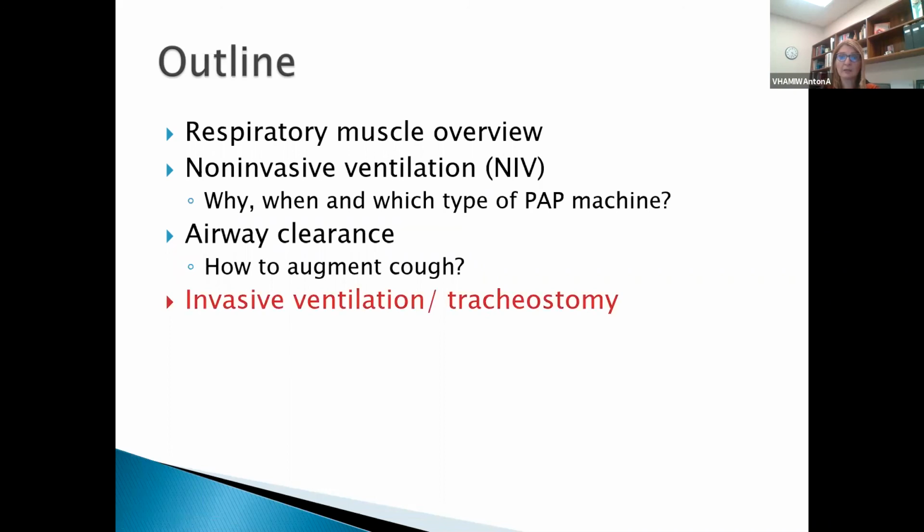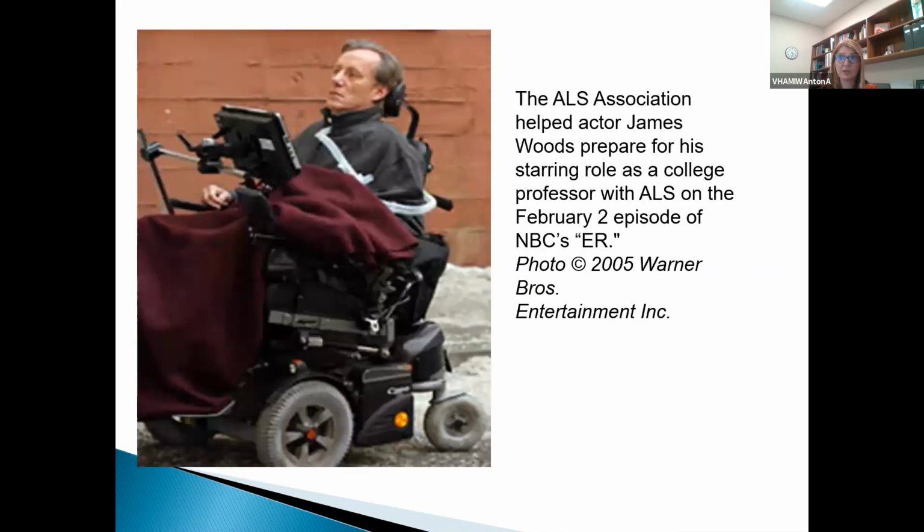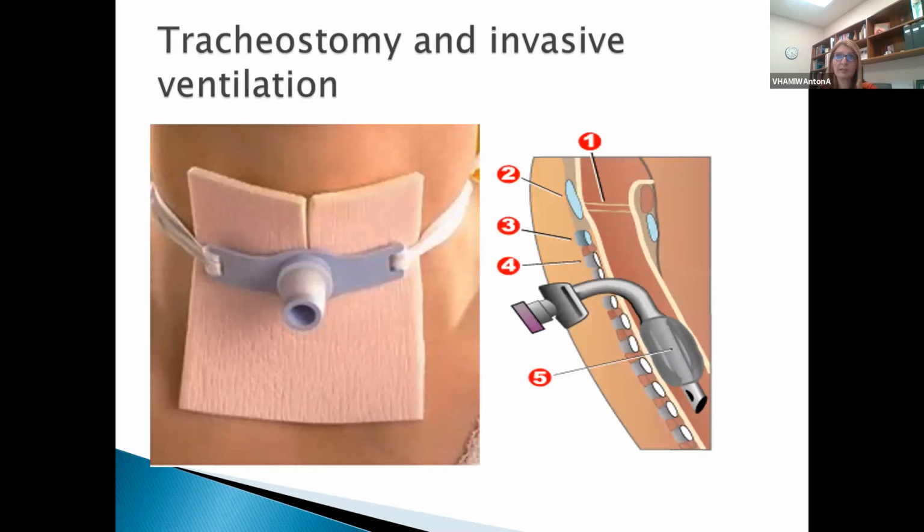Now, in the last few slides, I'm going to talk about invasive ventilation through tracheostomy. Here is a picture of the actor James Woods, who did have a tracheostomy and was on mechanical ventilation when he filmed his role in ER. Delivery of invasive ventilation through tracheostomy needs the placement of the tracheostomy, so that is a surgical procedure.